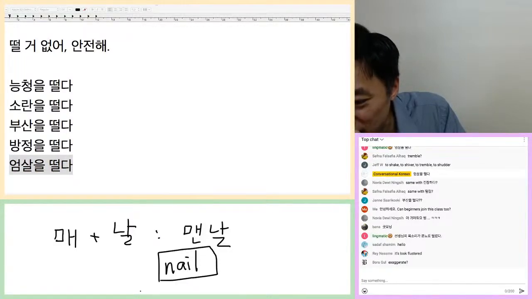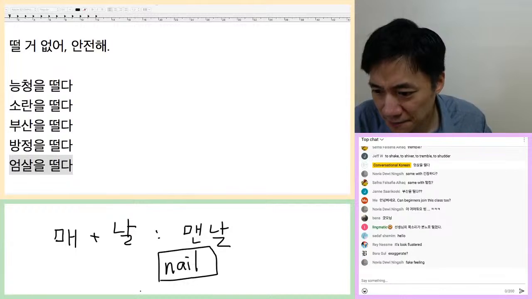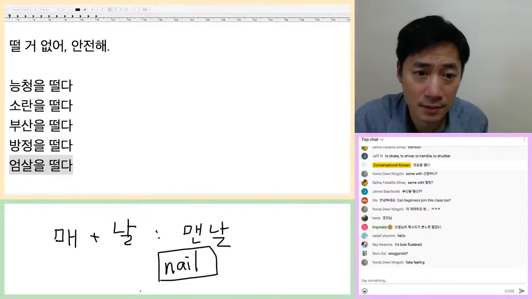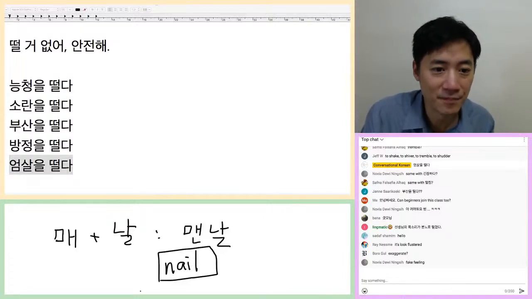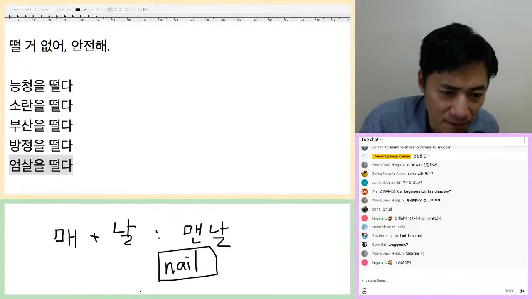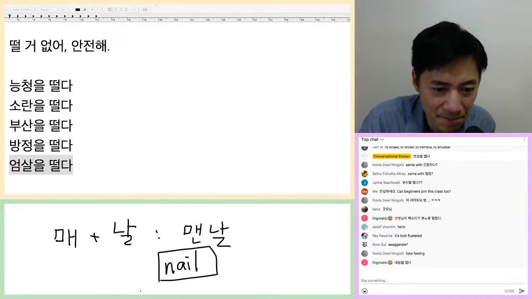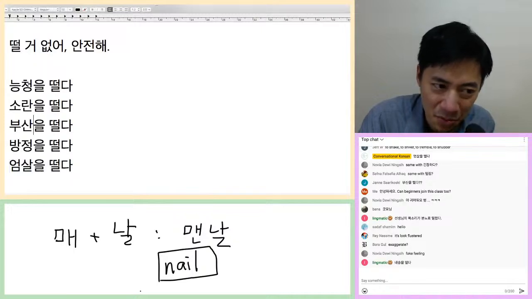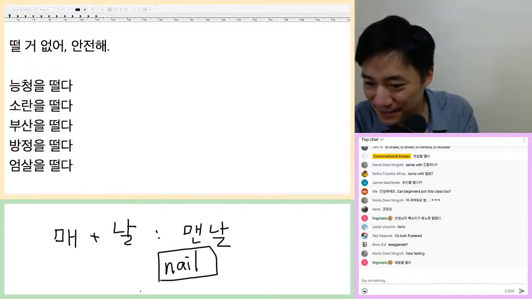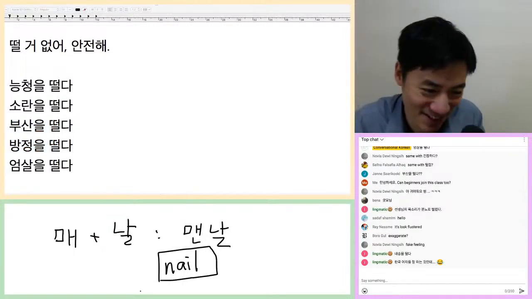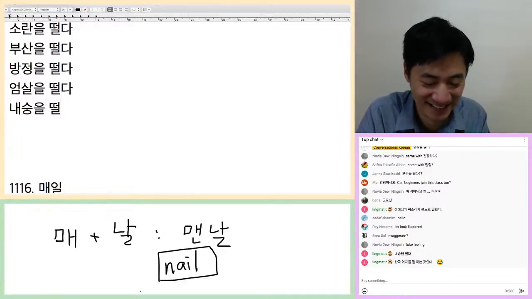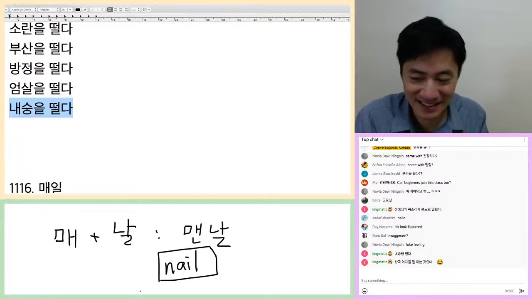It looks flustered. Flustered? What does it mean, flustered? Oh, in a way, it can be like that. Flurried. Oh, flurried. Something like that, yeah. 소란을 떨다, 부산을 떨다. In a way. 내숭을 떨다. Oh, that's a good one, too. 내숭을 떨다.